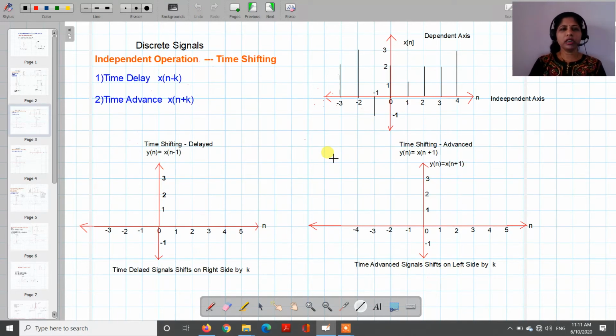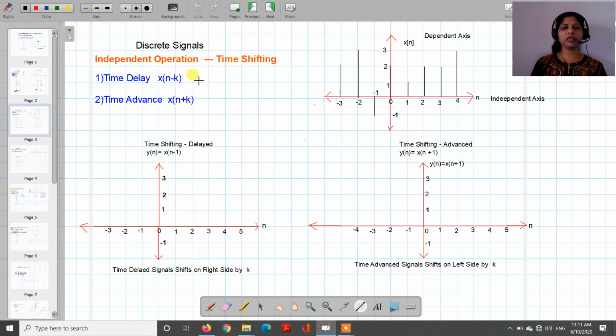Next, the second type of operation is independent operations. These operations we perform on the independent axis. So this is our independent axis. In independent operations there are three types: time shifting, time folding, and time scaling. First of all, we will complete time shifting.